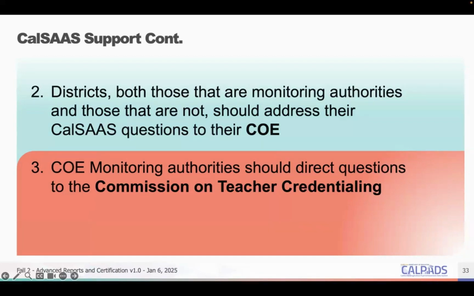So districts, both that are monitoring authorities and those that are not, should address their CalSAAS questions to their COEs, and their COE monitoring authorities, if they have questions, should direct their questions to the Commission on Teacher Credentialing.